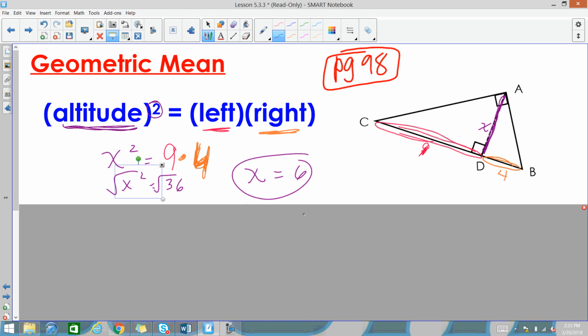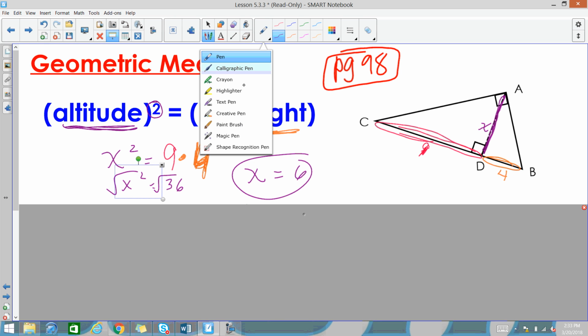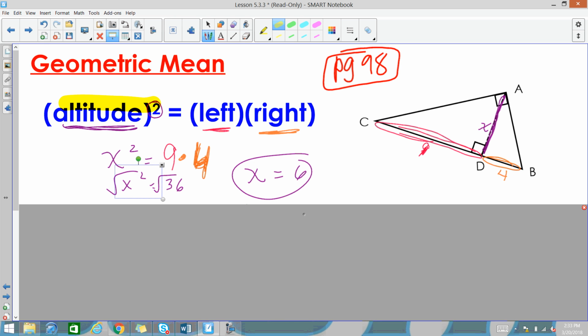But this is much shorter and leaves less room for error. You do have to memorize this formula. It's altitude squared equals left times right. So that's your first formula: altitude squared equals left times right. Cool? All right, so that's one of them.